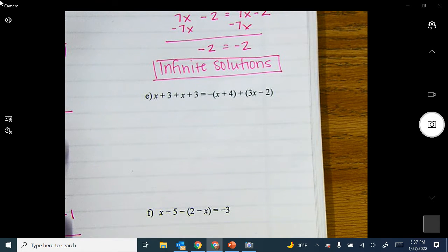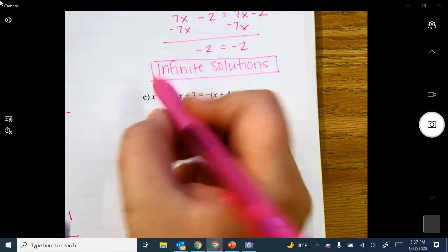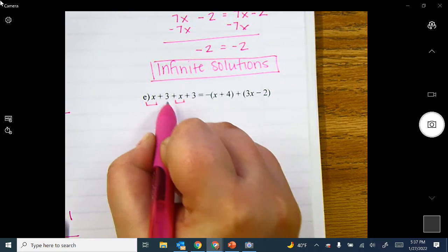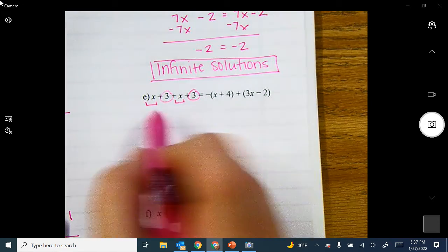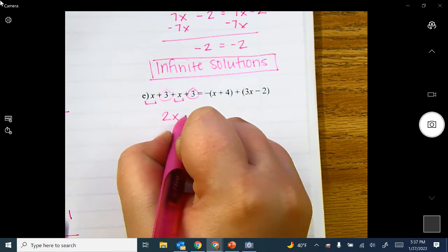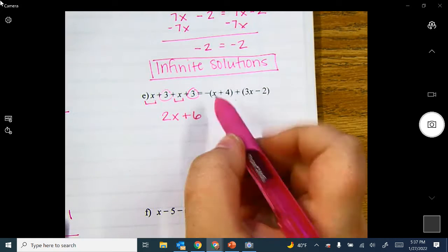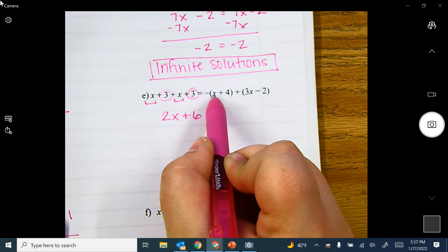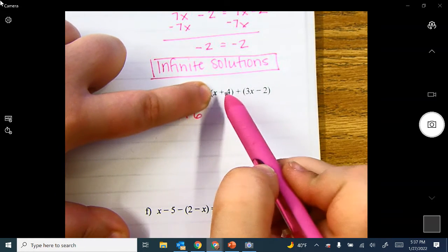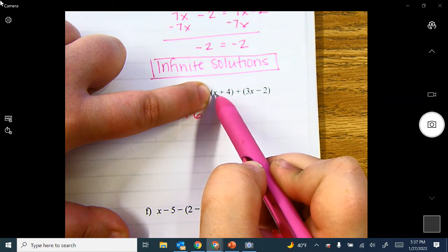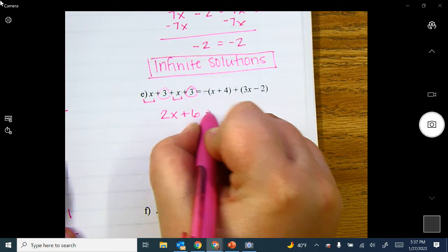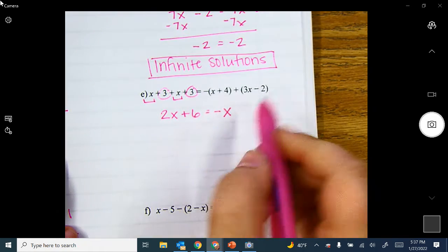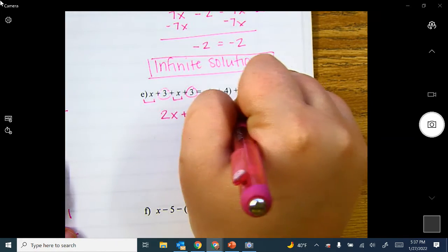On E, we definitely have some combining like terms to do because I see an x and then a 3 and a 3. So altogether, I have 2x plus 6. Over here, I have some flipping to do. So this x right now inside of the parentheses is positive, okay? If you ignore that minus sign and just look at the x, it doesn't have a minus sign in front of it. So that x is currently positive. So I'm going to change that to negative x minus 4.